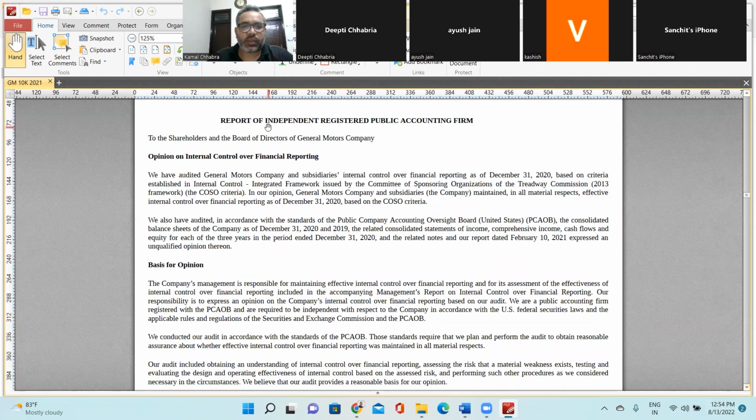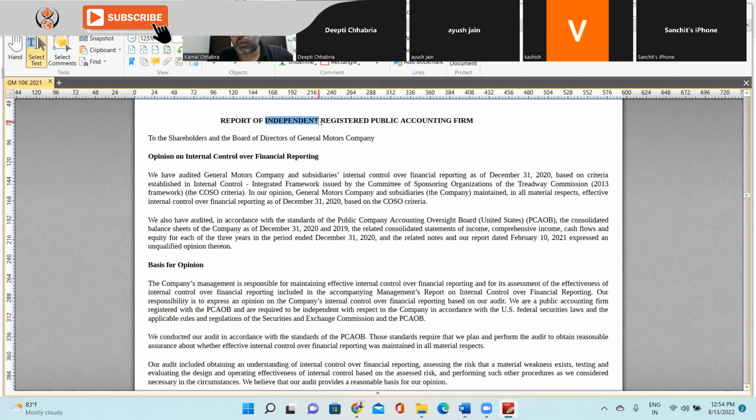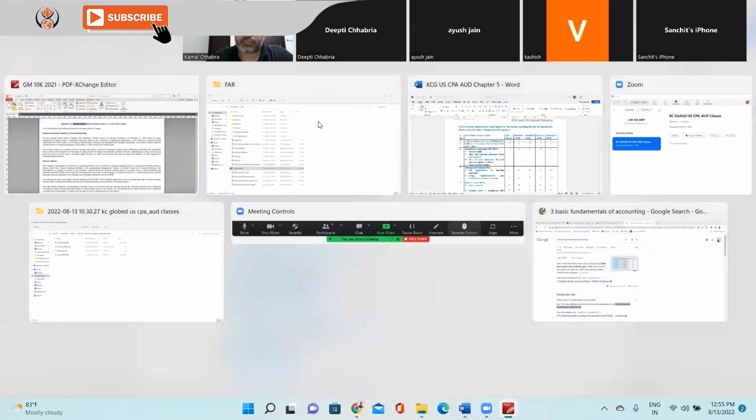So is it mentioned specifically that this is an independent registered public accounting firm? In case of a listed company, we have to mention independent registered public accounting firm because we are registered with PCAOB. Right? For the non-issuer, it is required to say report of independent public accounting firm, or certified public accountant if you are an individual. Right? Make sense?